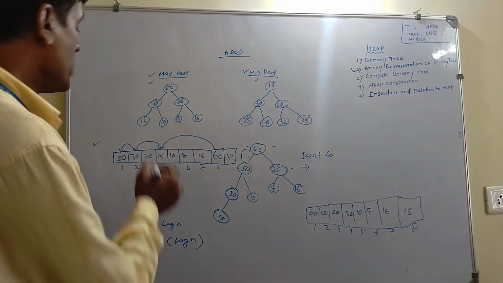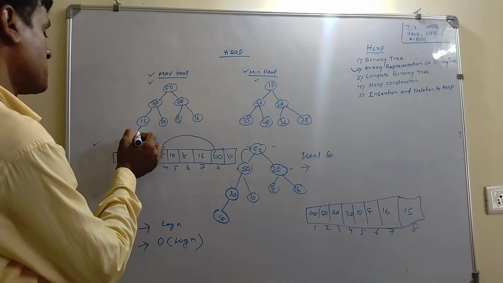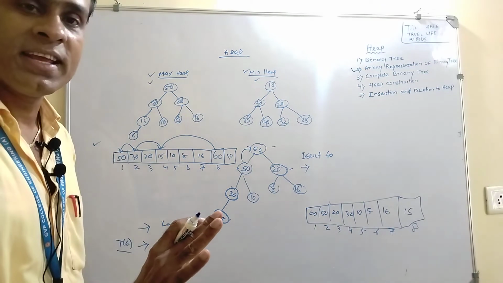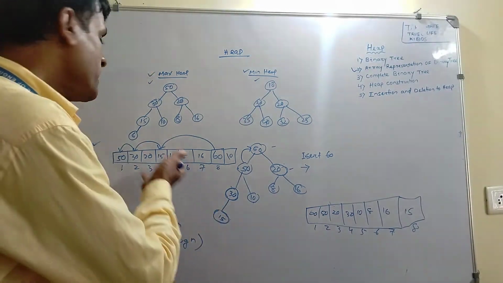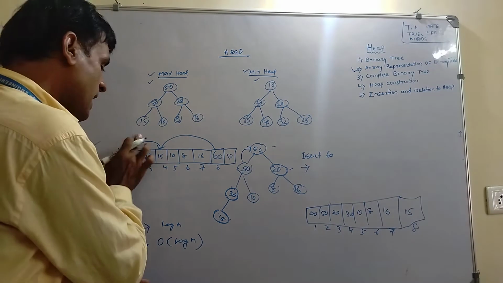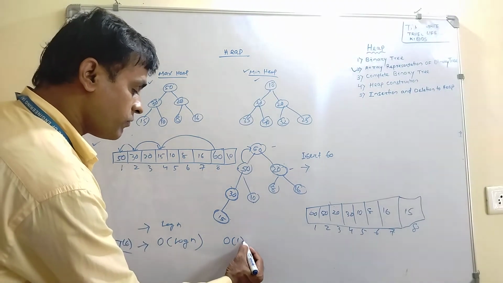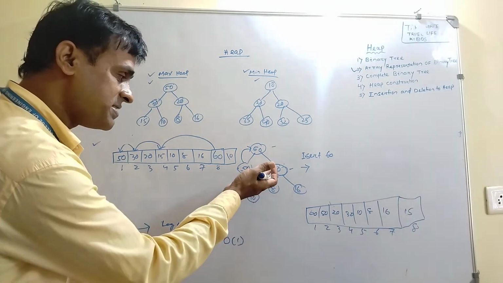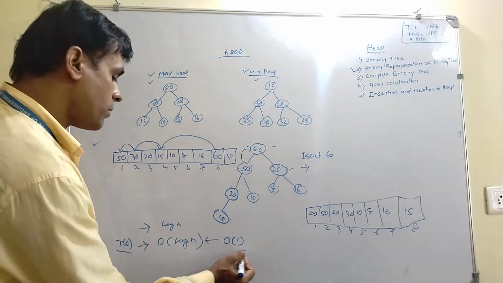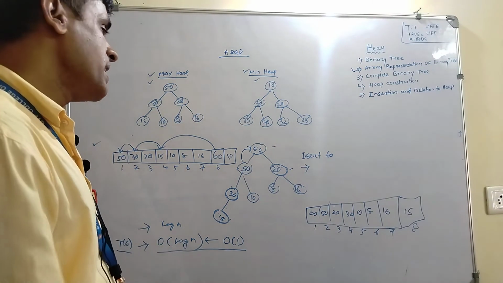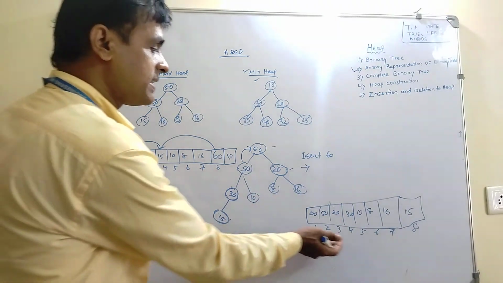But now think about it, if you insert 6 only, in place of 60. Does it violate the max heap property? No. If it is not violating the max heap property, there is no need to exchange. That means the minimum number of comparisons needed is order of 1 if there is no need for exchange, and the maximum is order of log n. So minimum order of 1, maximum order of log n time is required to insert an element into the max heap. And the representation is like this.